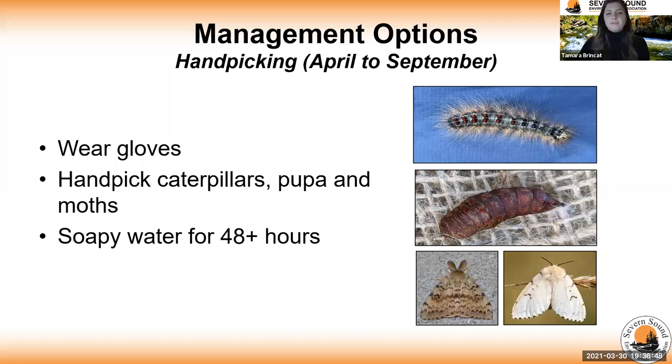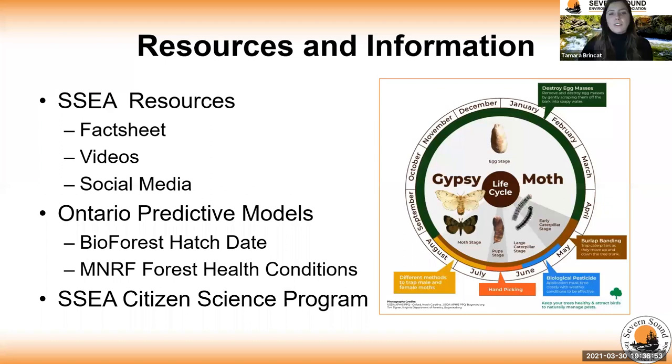There are a number of resources available online to help you decide on and prepare for management techniques and to help you properly time them. SSEA has some resources such as a fact sheet and videos, as well as our social media, where we provide information on gypsy moth, information on the outbreak, and information on life cycle status. There are also other predictive models available online, such as the Bioforest hatch date and the MNRF forest health conditions, which I'm going to go over in a second. And then there is also the SSEA citizen science program, which again, I'm going to talk about in a second.